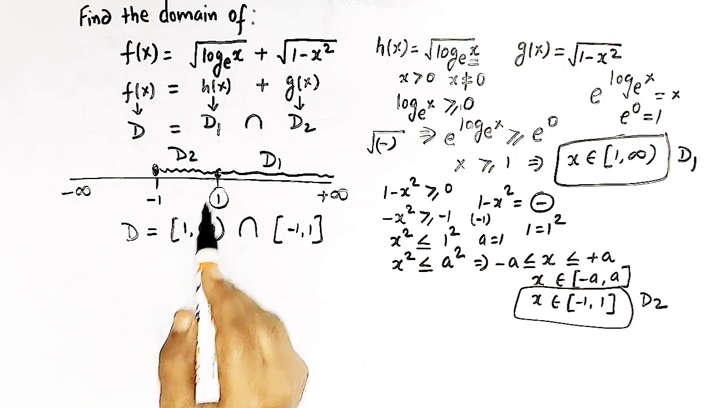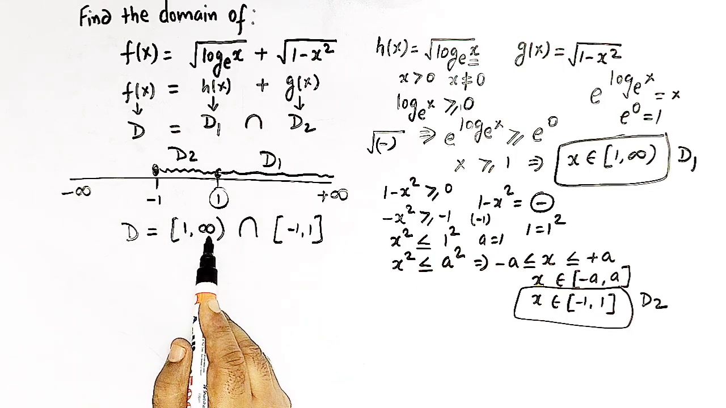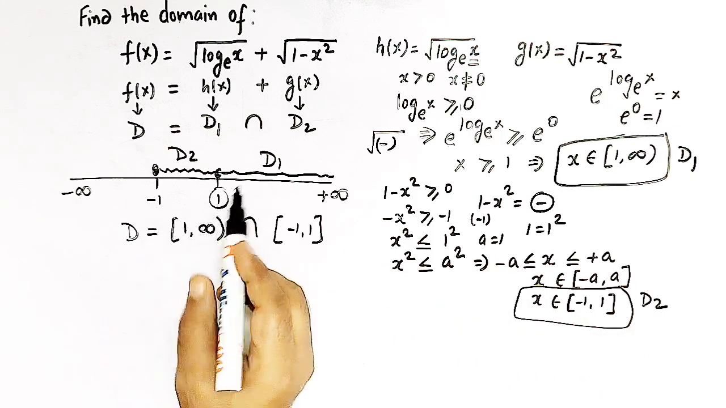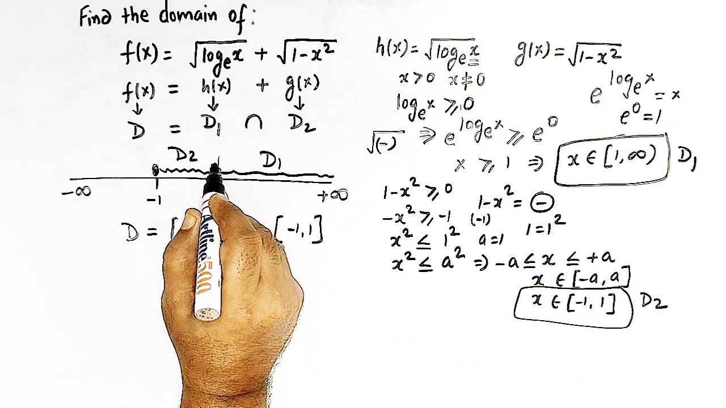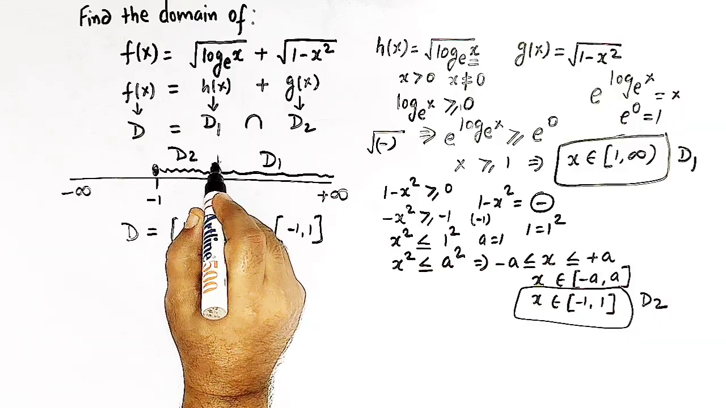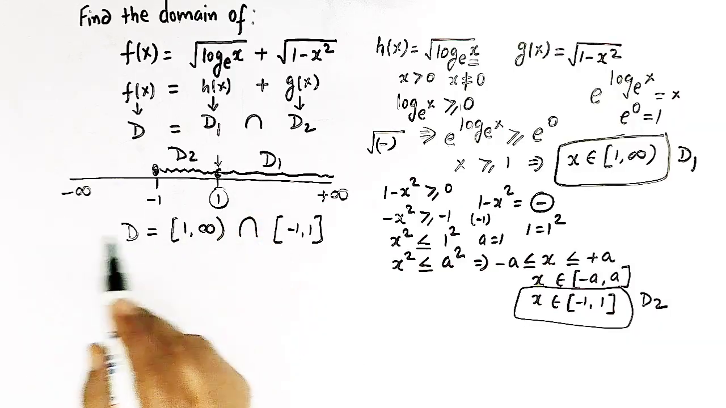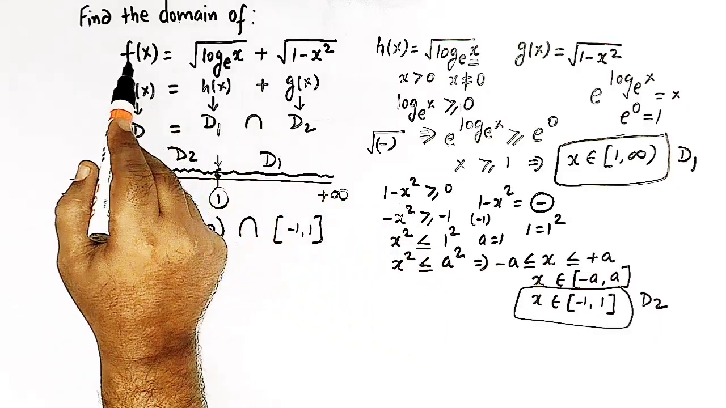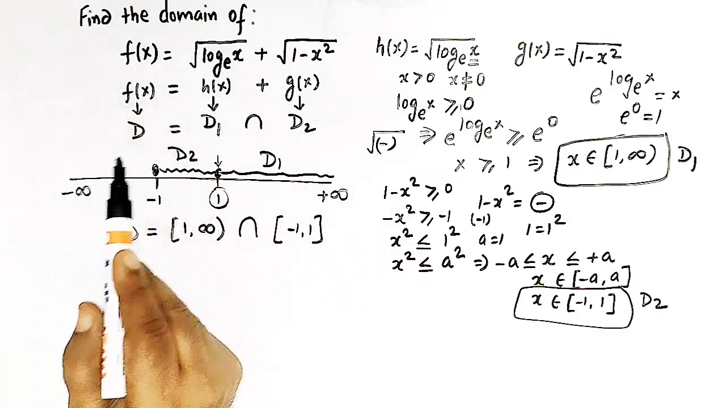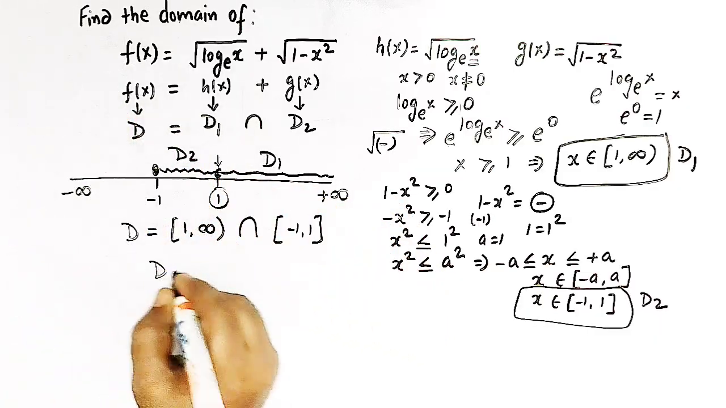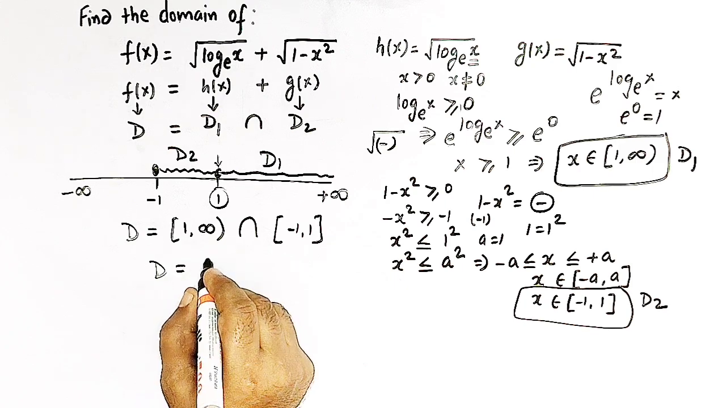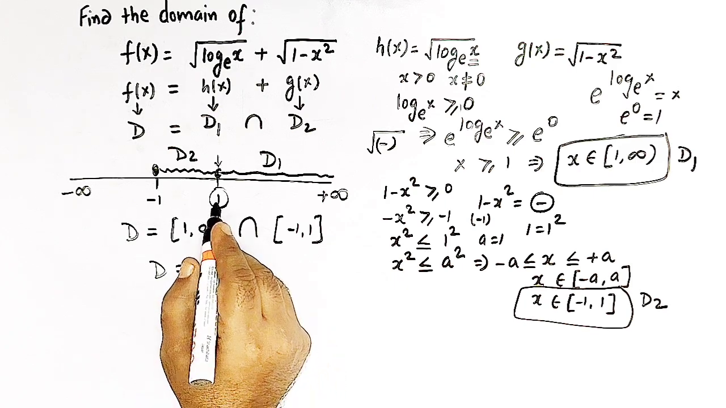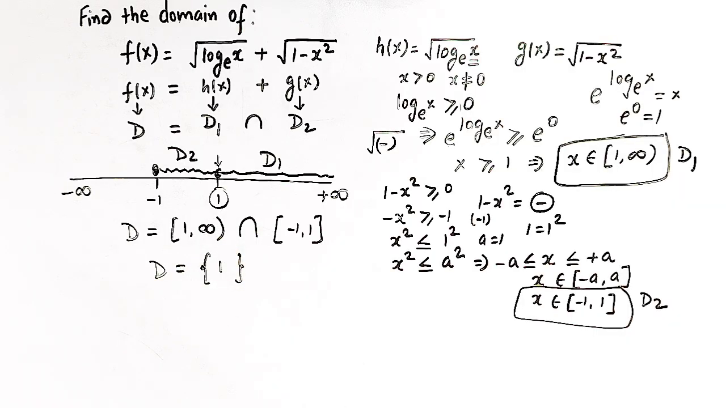So d1 is from 1 to infinity and d2 is from minus 1 to 1. So 1 is the only common point, or the intersection of d1 and d2, which constitutes the domain of this function f of x. So d comprises only one point, that is x is equal to 1.